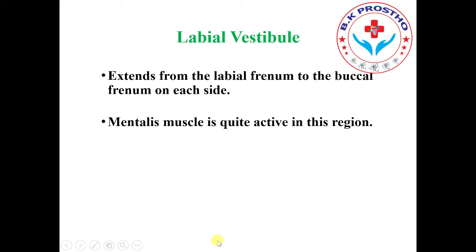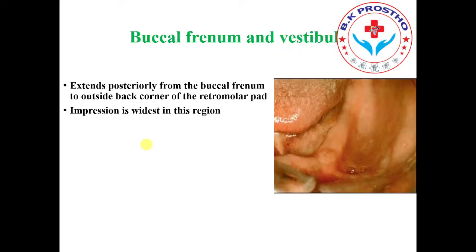Labial vestibule, which extends from the labial frenum to the buccal frenum on each side. It means the labial vestibule runs from the buccal frenum of one side to the buccal frenum of the other side, and is divided into two by the labial frenum. The muscle attached here, which is quite active, is the mentalis muscle.